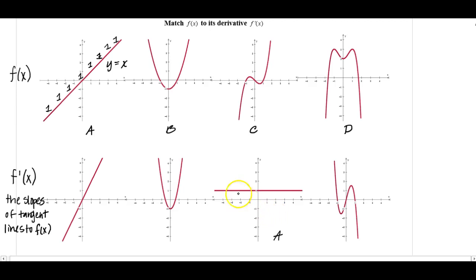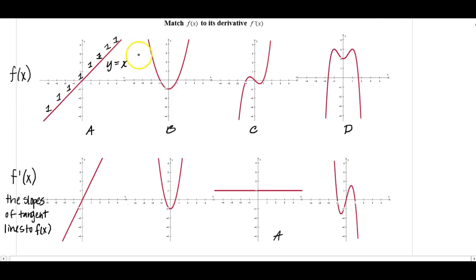And then it gets a little trickier when it comes to curves. So let's go ahead and take a look at B, which is a curve. It's not a line anymore. And we're going to analyze the slopes of the tangent lines. Well, we don't have any tangent lines drawn on here, so that means we're going to have to just sketch little tangent lines to think about it.